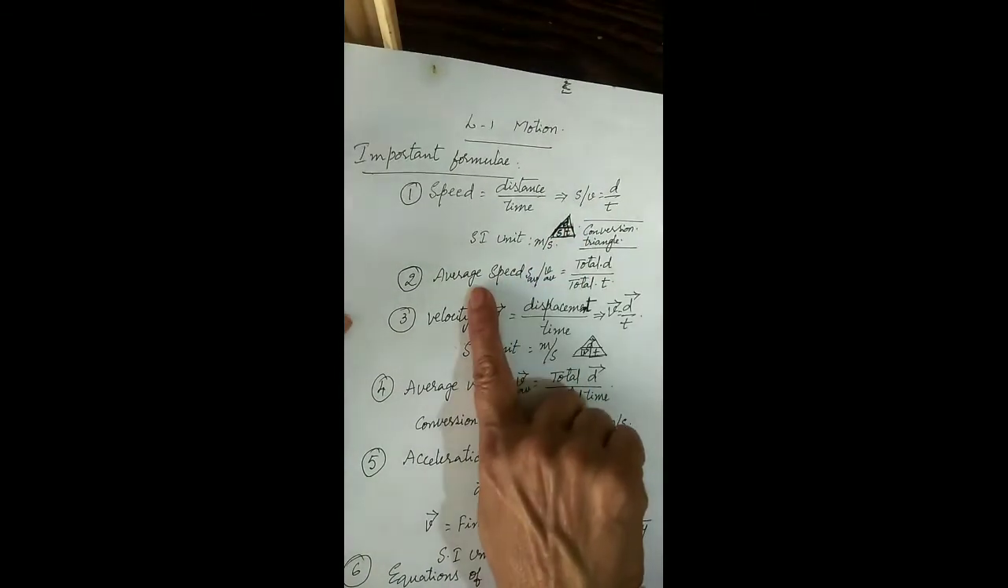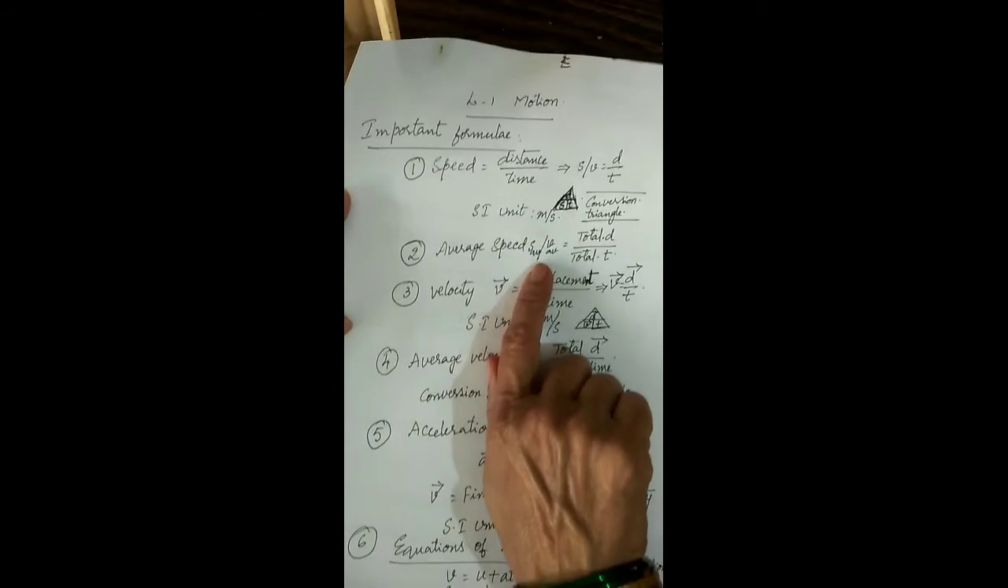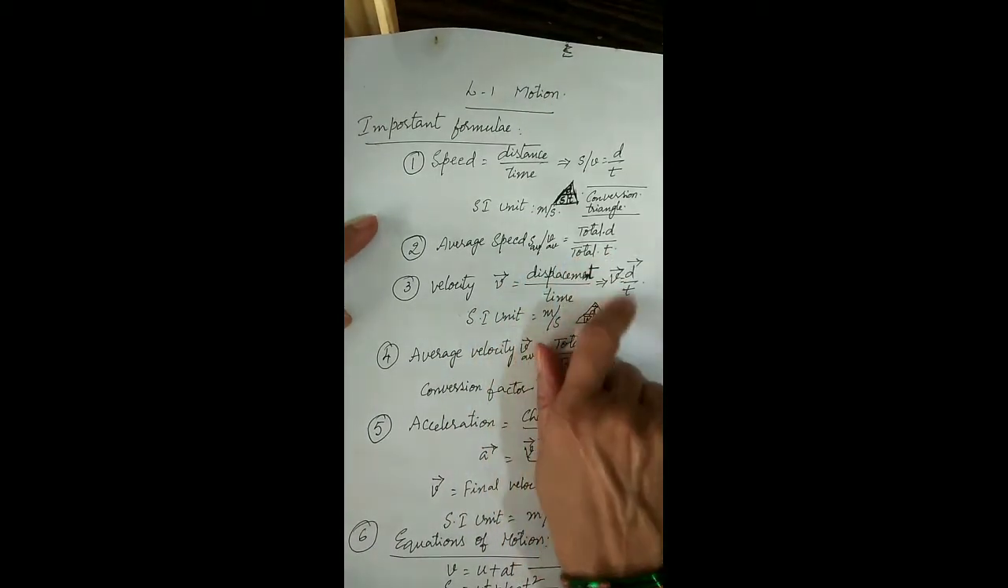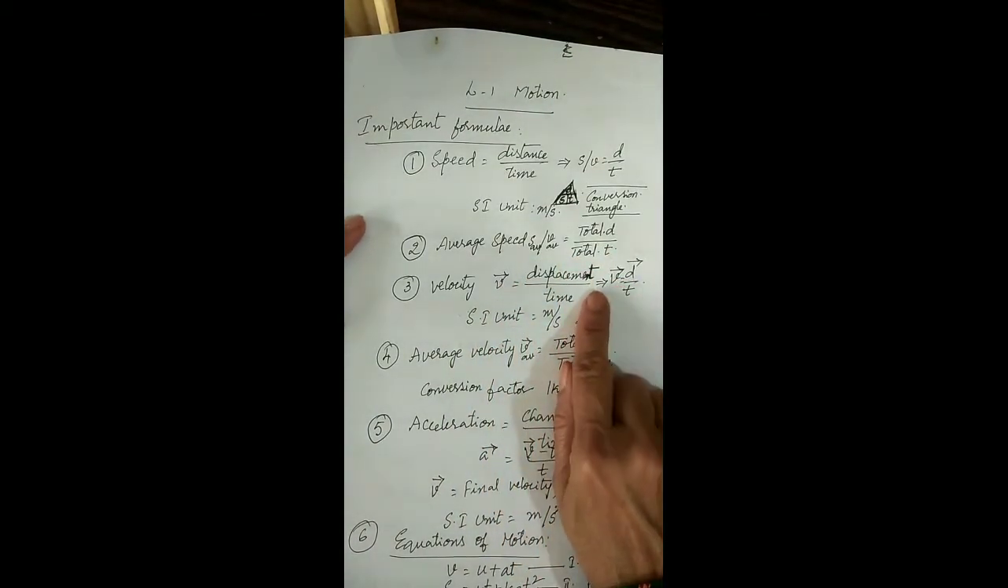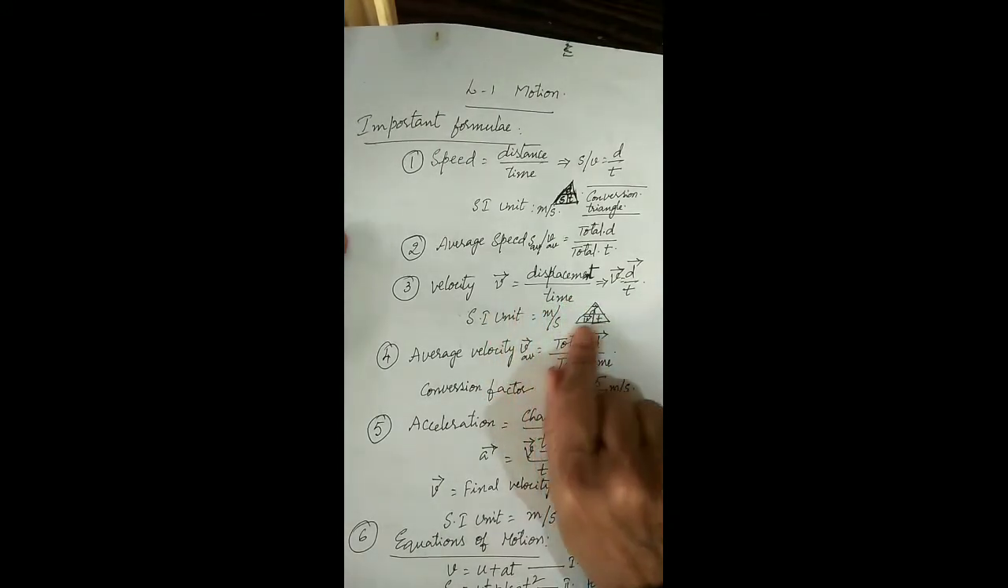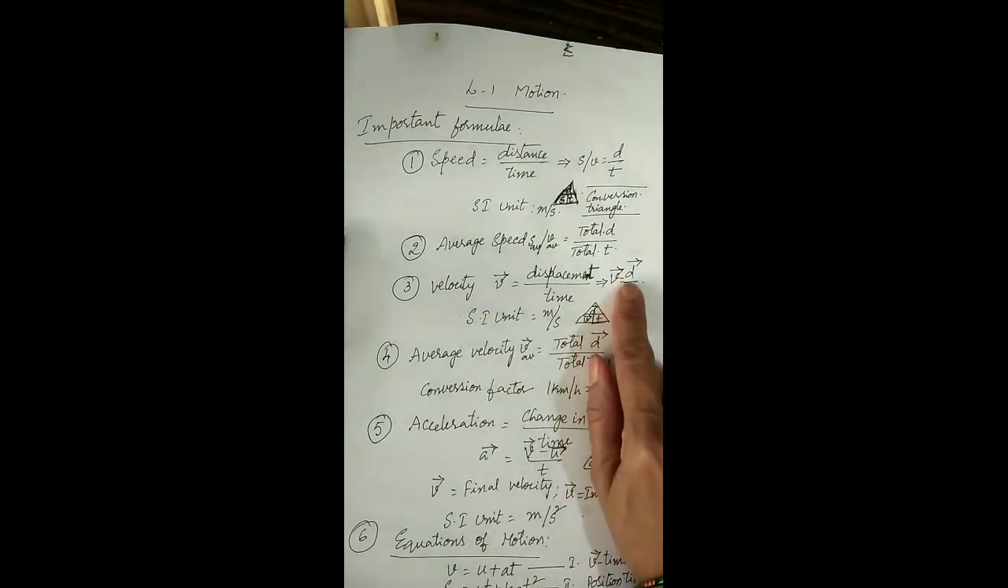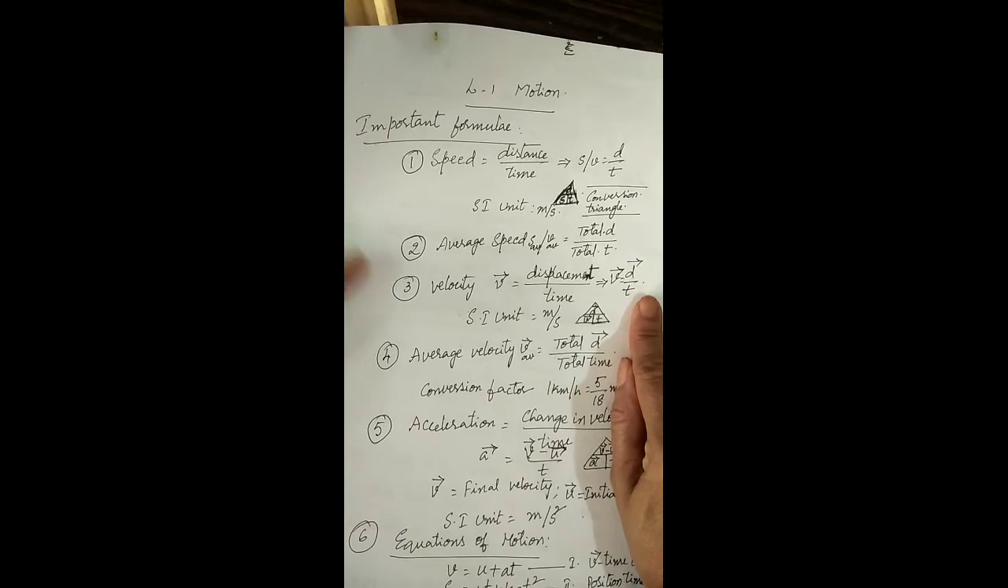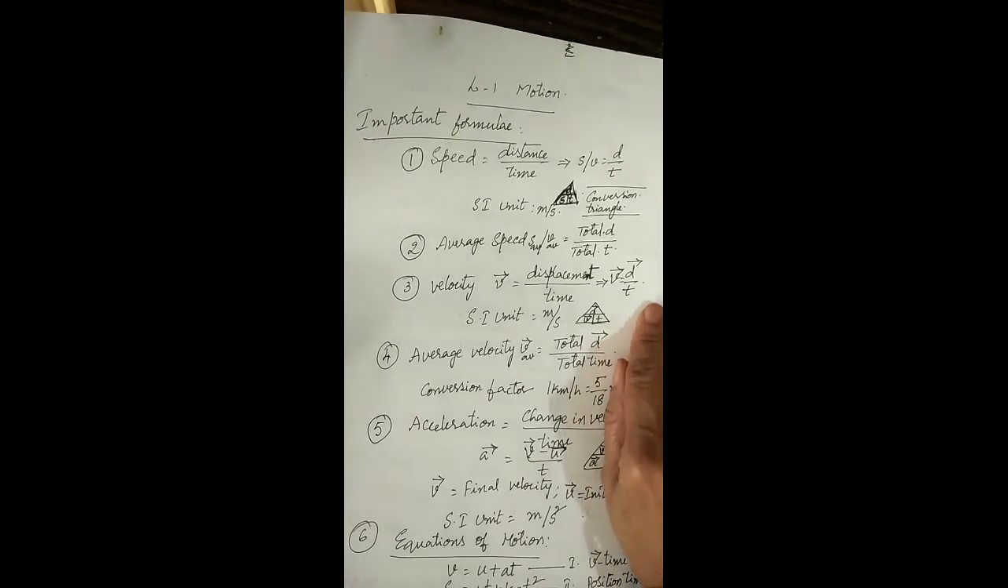Now coming to average speed. Average speed is total distance traveled by total time taken. Now the next formula is velocity. Velocity is displacement by time. V vector is equal to d vector by time. Since the magnitudes of velocity and speed are the same, the unit is meter per second. The only difference is that velocity is a vector quantity, and speed is a scalar quantity.